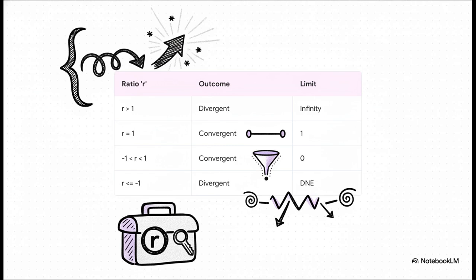Well, it completely dictates the ultimate fate of a geometric sequence. If r is strictly between -1 and 1, the sequence shrinks down and converges perfectly to 0. If r is exactly 1, it just stays at 1. But if r is strictly greater than 1, it explodes to infinity. And if it's less than or equal to -1, it oscillates and diverges. Literally, one simple ratio tells you the entire story.